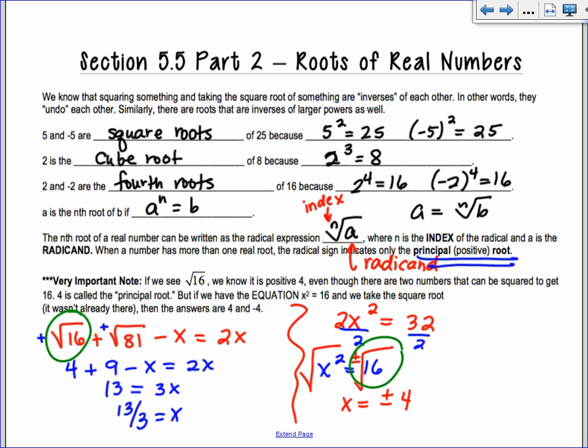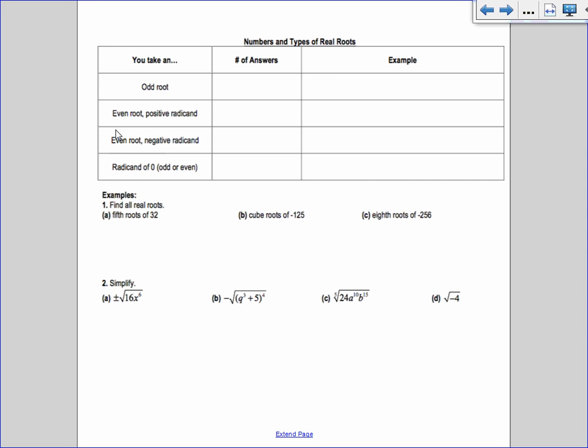My AP Calc students still forget the plus or minus. You need the plus or minus. There's two solutions. Does this make sense? Okay, so that's what a principal root is. All right, so that's why I said in here, you take an odd root, an even root, whatever. Okay, so let's say I have an example, like x cubed equals 27.